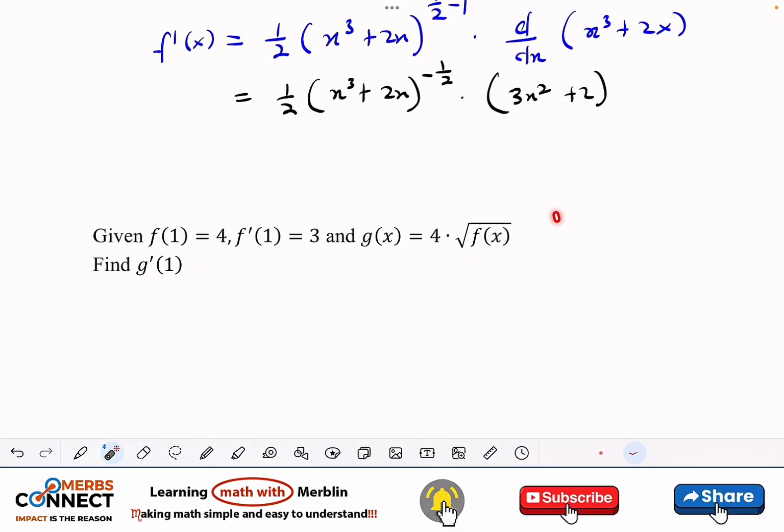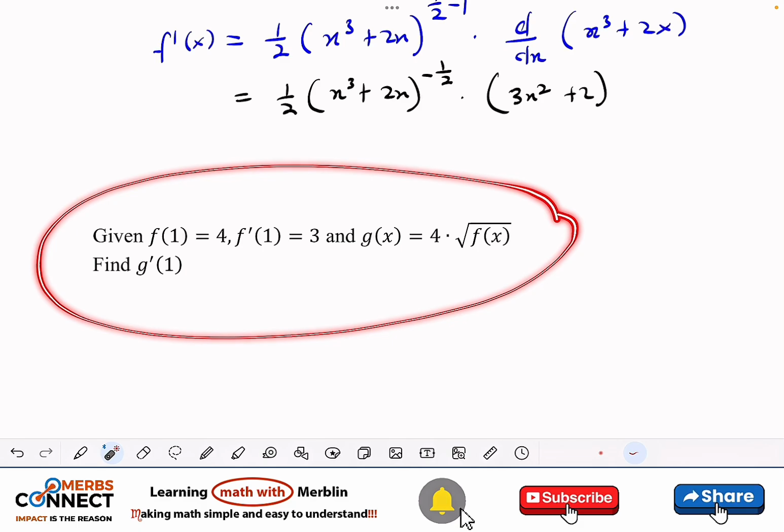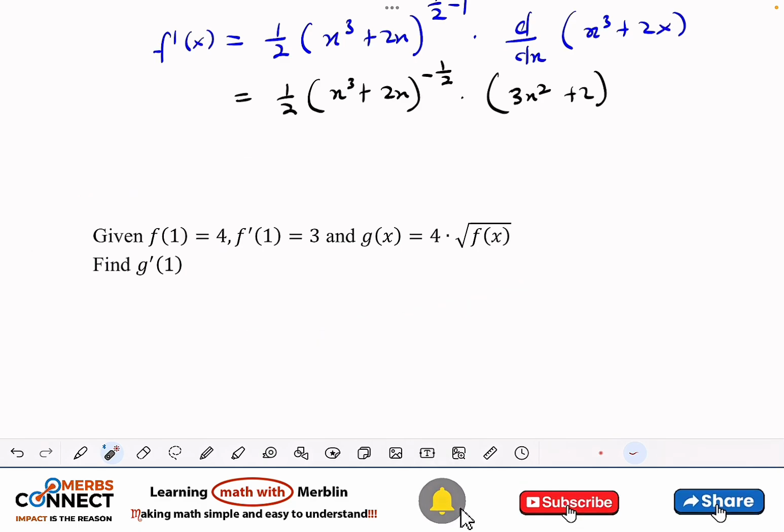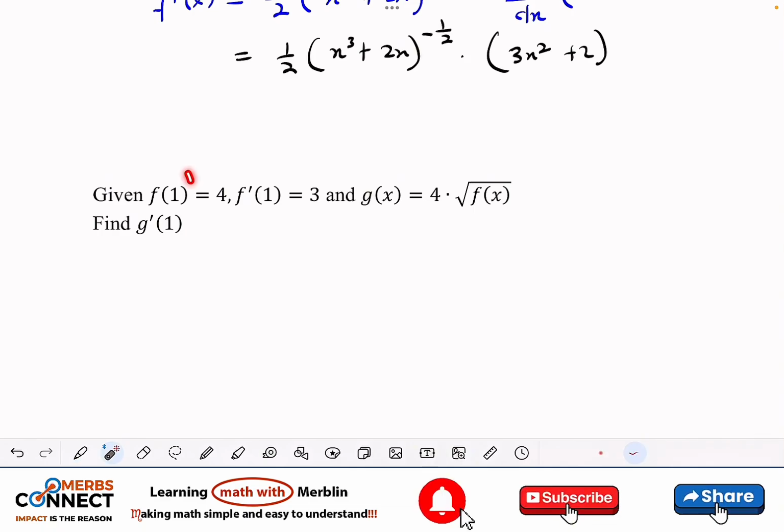Okay, so since we are talking about chain rule, I think I brought this question up to look at how we are going to do the chain rule here. So they've given us f of 1 and then f prime of 1 to be this, and then they've given us g of x, and we want to find g prime of x. So for us to find g prime of 1, we need g prime of x first. So what is g prime of x?